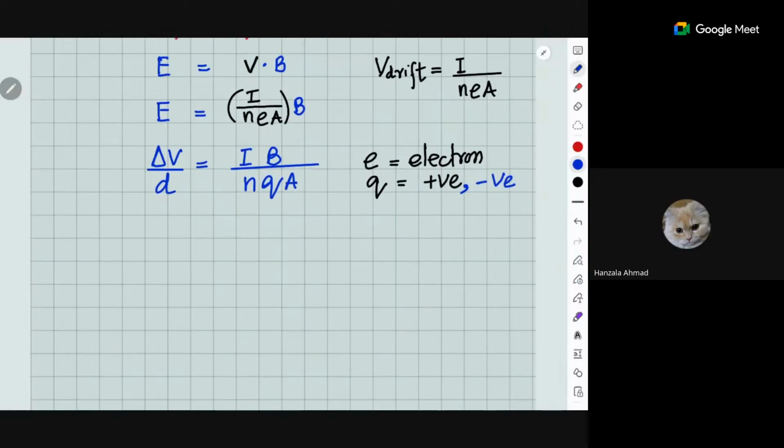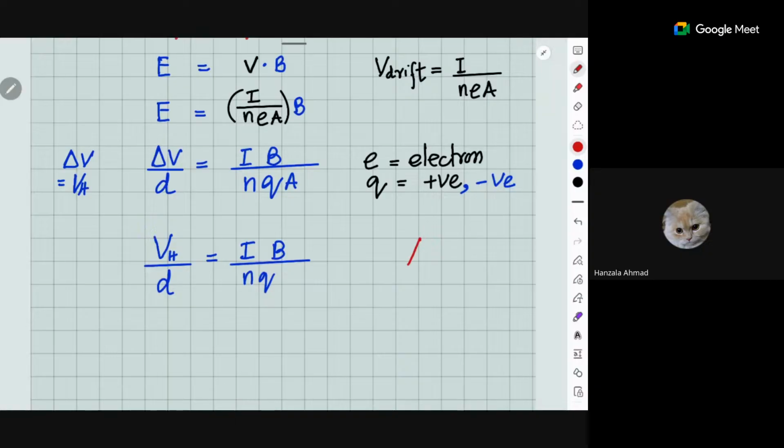So is this clear? Here delta V is your Hall voltage, that is VH. So you can simply replace all these notations. You will now write that VH divided by D is equal to IB divided by NQ. Now I will stay here for a while.